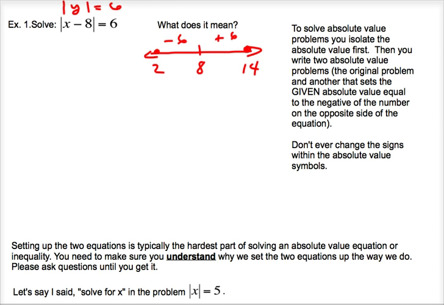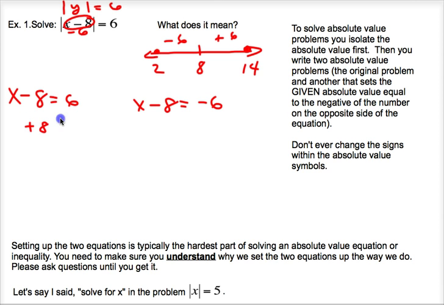What I would want you to do is to say, okay, we're going to set up 2 equations because we're going to need to get 2 answers. Usually we get 2 answers. In this case, my 2 answers would come from the equation x minus 8 equals 6. The inside right here could be 6. So x minus 8 could be 6. But also x minus 8 could be negative 6. If I put a negative 6 in here, that certainly gives me 6. So the expression x minus 8 could also be negative 6.